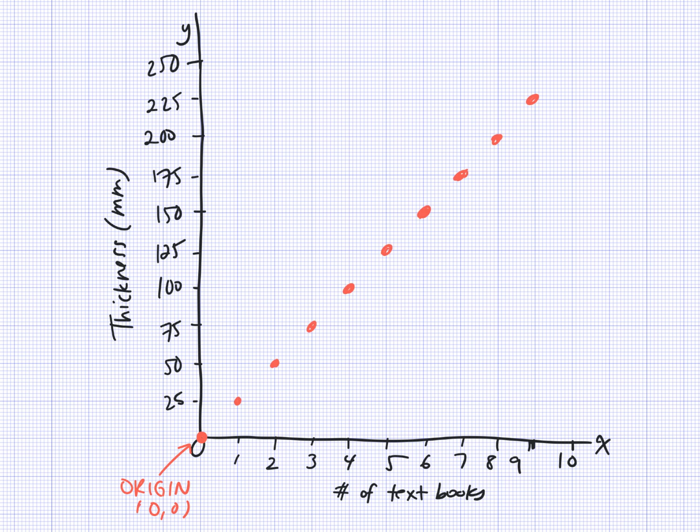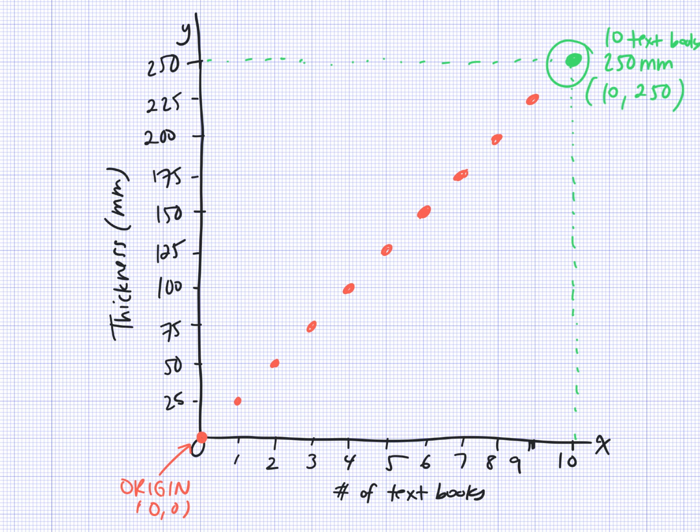Okay, so I plotted all the points. If I were to extend this graph, can we make a prediction? If we had 10 textbooks, using the graph, what would be the thickness of 10 textbooks stacked together? According to this relationship, what would be the thickness for 10 textbooks? 250 millimeters would be the thickness for 10 textbooks. This point is at 10, 250.